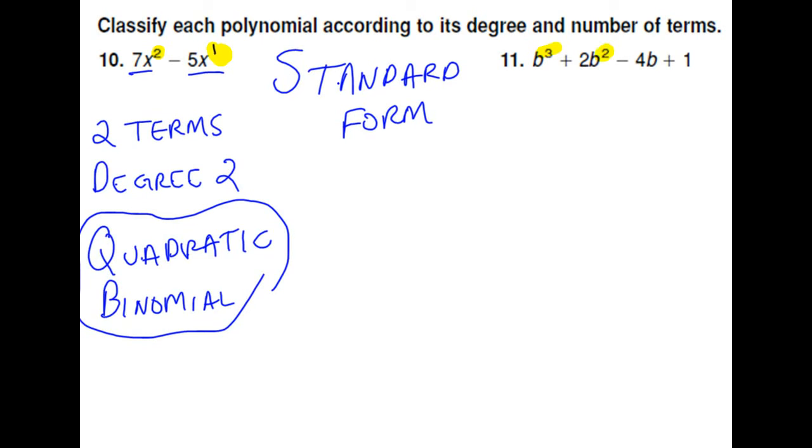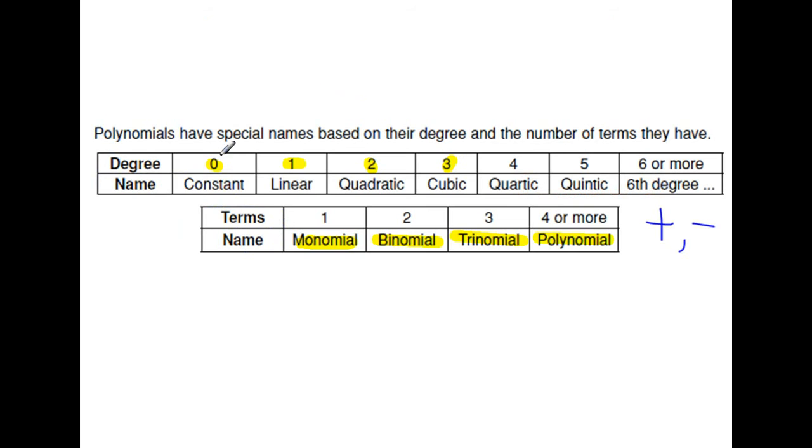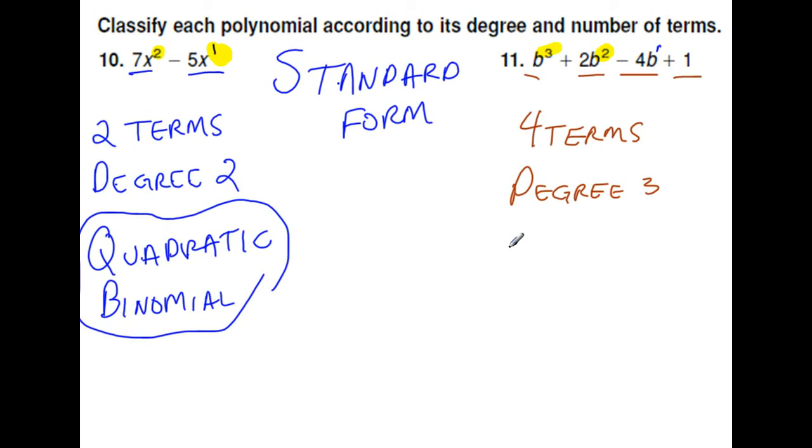Next one. Let's see if we got all of them. We got 3, 2. We have 1 and another term here. So here's a term: 1, 2, 3, 4 terms. Degree is 3. And this is how we would say it. We go with the degree first, which is 3. If we look back at our little form here, my degree is a 3, so it's cubic. Cubic. And it has 4 terms.